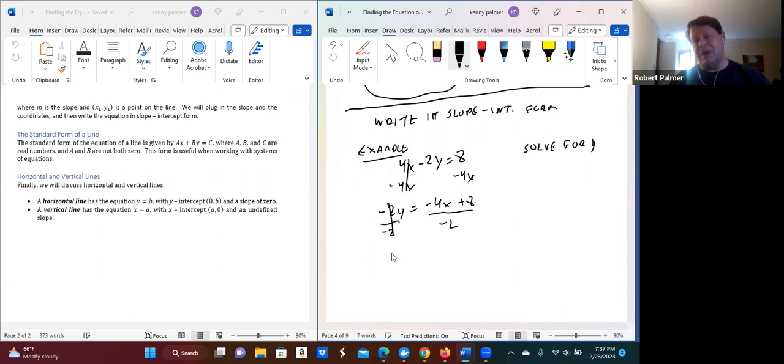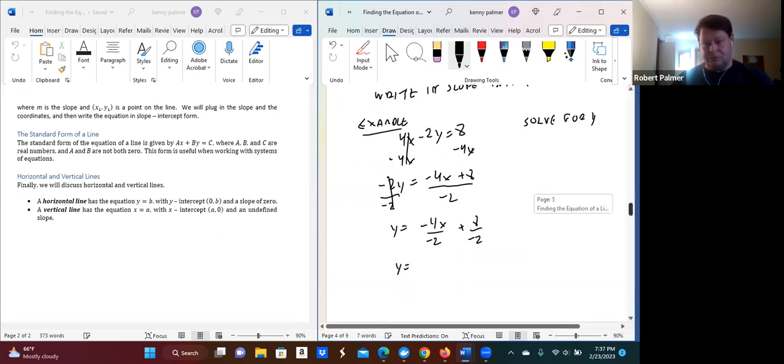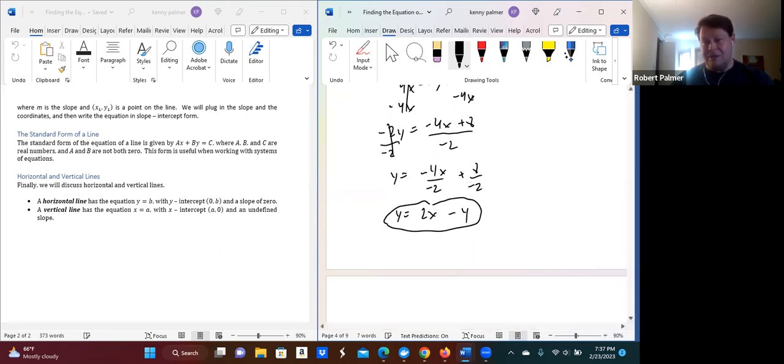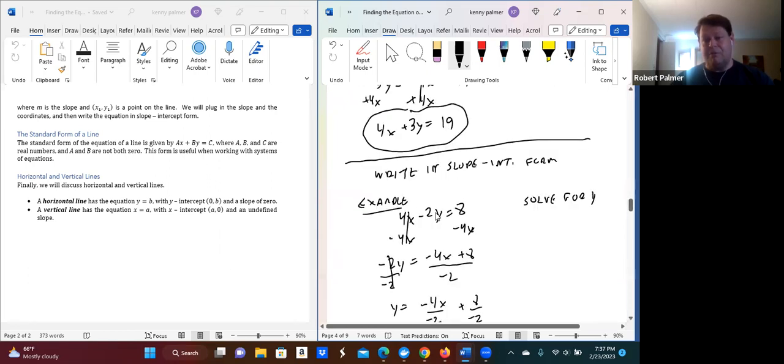So here the negative 2 cancels out. I'm left with y, but we want to separate this. Since I'm adding or subtracting between these, I can write this as two different fractions: negative 4x over negative 2 plus 8 over negative 2, and then simplify. Here I have 4 over 2, which is going to be positive, and it's going to be 2x. And then here, a positive by negative is negative 4. And now that is the same equation as this, just written in a different form.